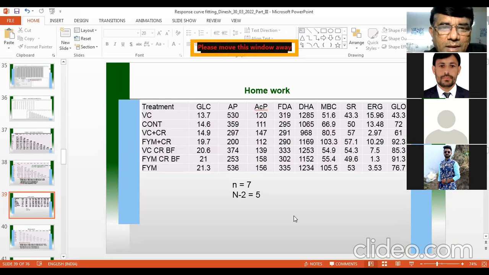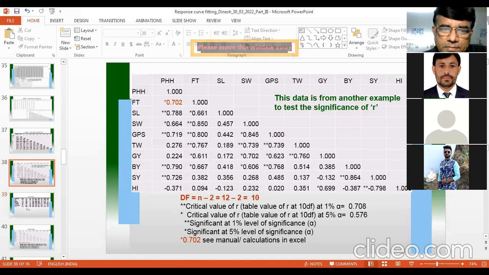Okay, sir. What reference values do we use for the 5% level of significance and the 1% level of significance, from the data given in the previous slide? That is 0.708 and 0.536. These are standard values for 10 degrees of freedom. Sir, if the degrees of freedom change, they will change.